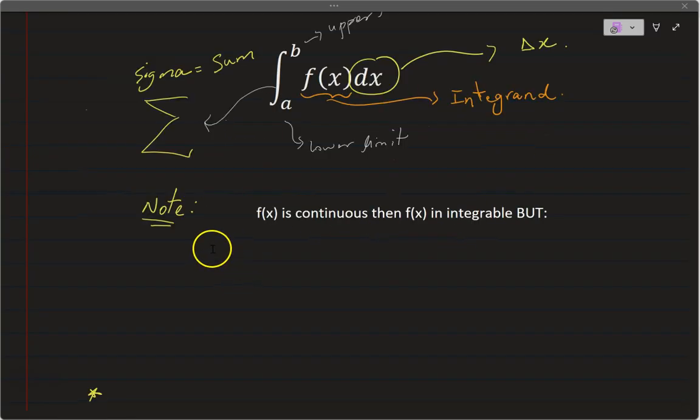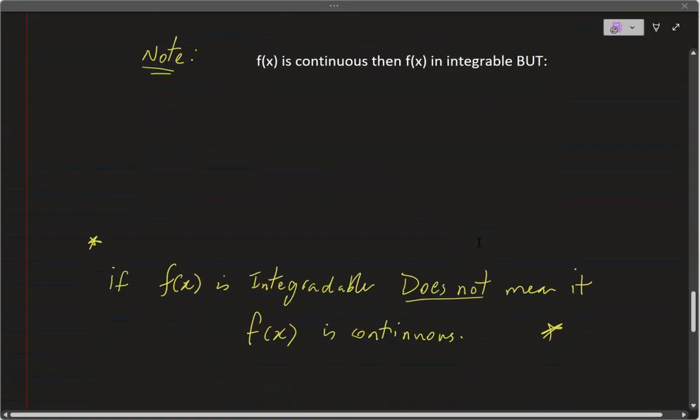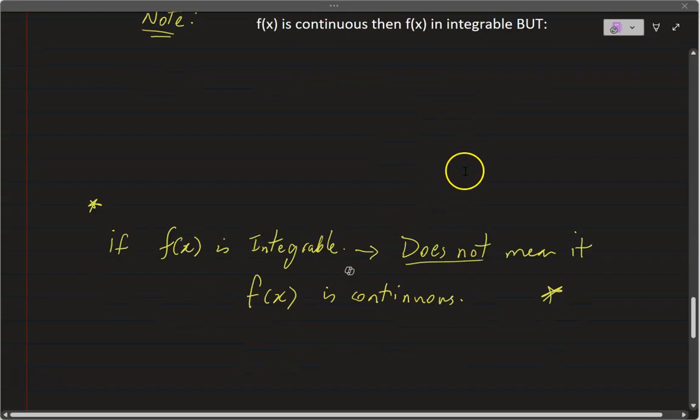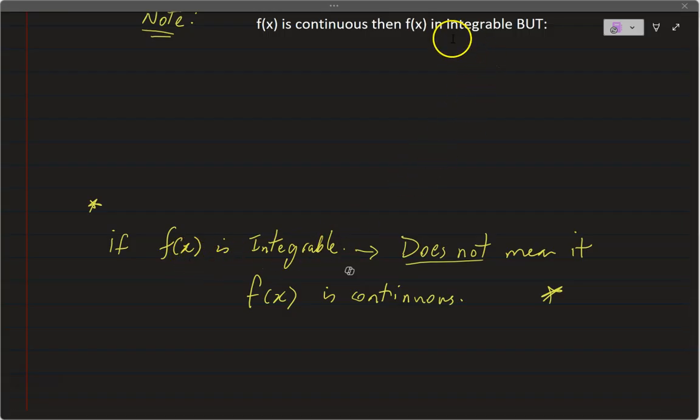I need to make a note here so that you never forget. If f of x, the integrand right here, is continuous, then we say f of x is integrable. That means that you can take the integral of f of x. But the other way is not true. If a function is integrable, that doesn't necessarily mean the function is continuous.